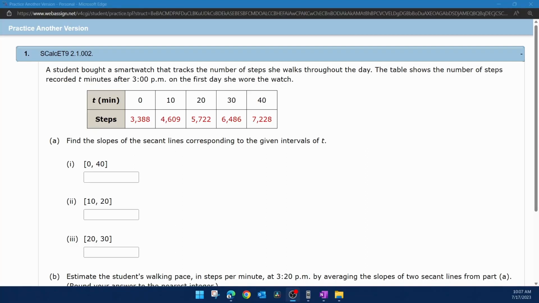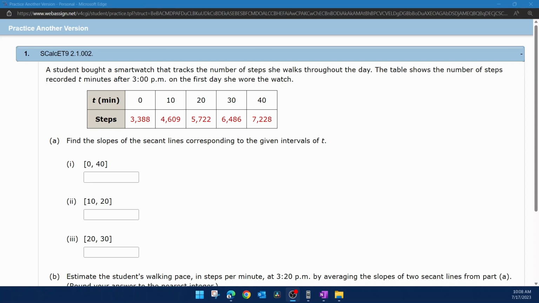All right, here we go. Question number one from our Calculus 1 homework number one in WebAssign. It says a student bought a smartwatch that tracks the number of steps she walks throughout the day. The table shows the number of steps recorded T minutes after 3 p.m. on the first day she wore the watch.